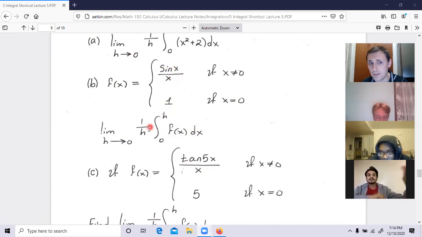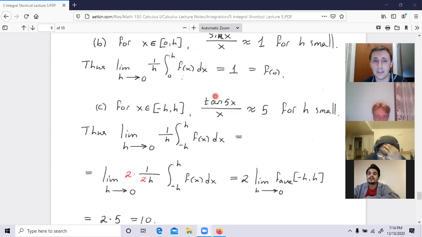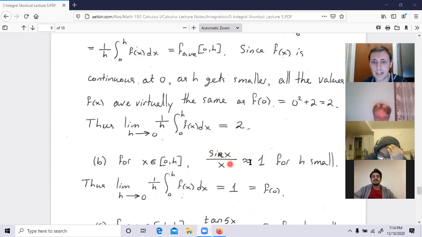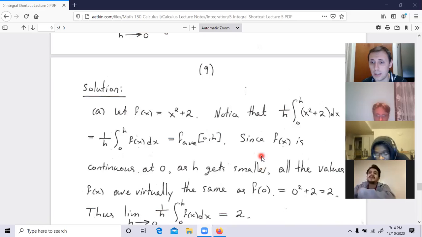Sine x over x, if the distance from zero is small, is essentially one. Here is how I describe it: sine x over x is essentially one where x is very close to zero. And so the average will be essentially one, f of zero. Goodness, Nassim, you're getting it, right?